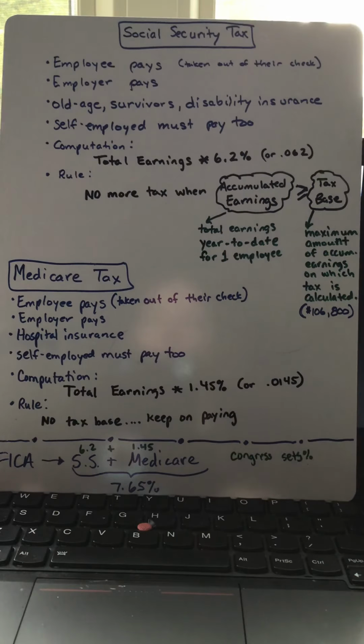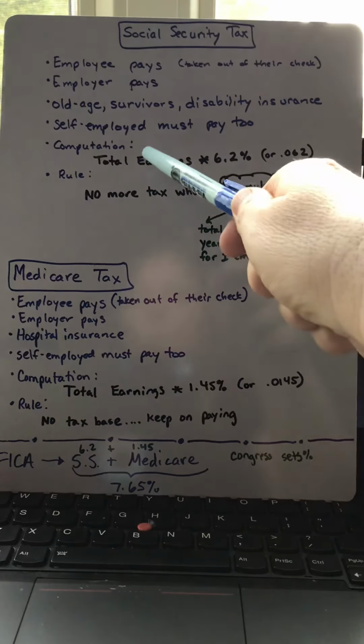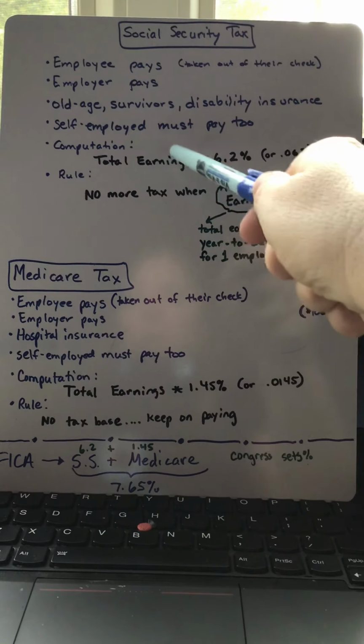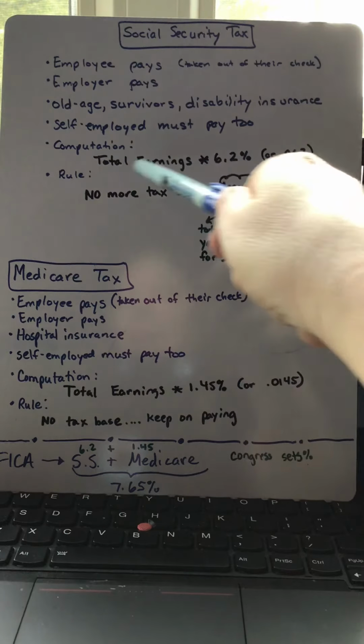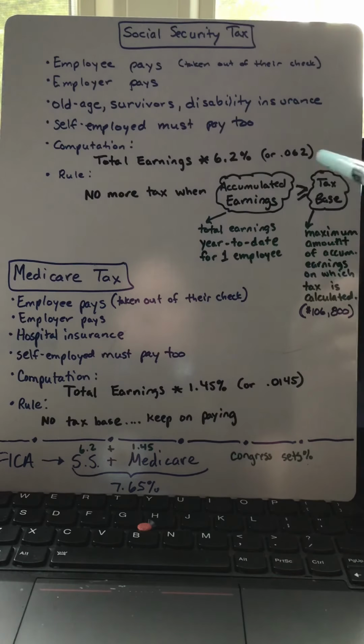The computation is pretty simple and straightforward. You literally take that total earnings number that we've been talking a lot about and multiply it times 6.2%, which is 0.062 in decimal form. The only thing that's weird about Social Security tax is this special rule here, though.